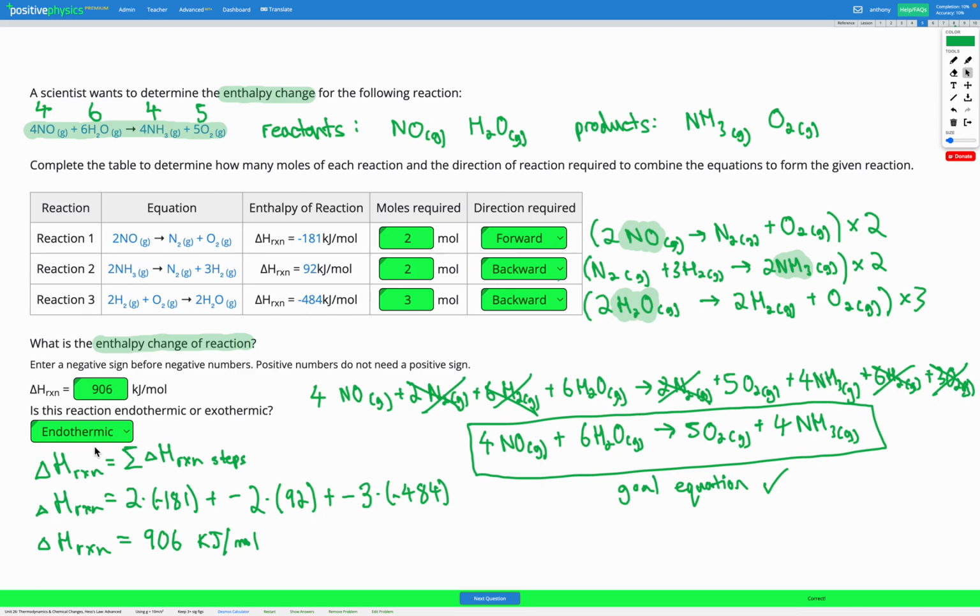Then we're going to use Hess's law to add up the enthalpy change of reaction for all of our steps. Remember, if it's backwards, we're going to make it negative, and we're going to multiply by the number of moles required for each of those reactions. We'll add those all together to get our overall enthalpy change of reaction.